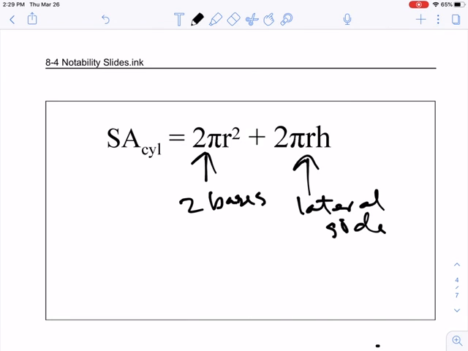So I'm going to stop the video here, and then on the second video you will have 2 examples of problems using this formula. So that's how you come up with the formula.